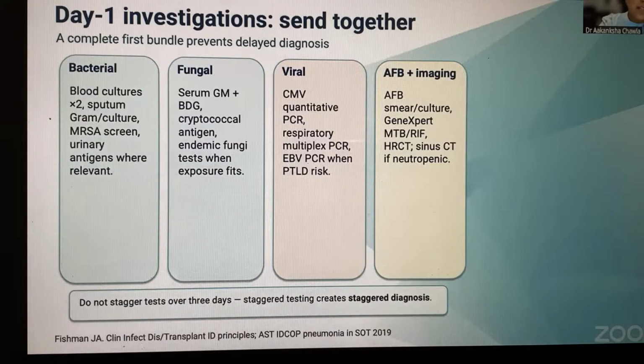Fungal, you send serum galactomannan as well as the beta-D-glucan level. Cryptococcal antigen, endemic fungi, and specific tests for fungi where the exposure fits. Then for viral, CMV quantitative PCR, even respiratory multiplex PCR can be sent, and EBV PCR when there's PTLD risk. For tuberculosis, we all understand we always send the AFB smear, culture and GeneXpert, and you need to do HRCT chest. Apart from that, if the patient is neutropenic, you may also need a sinus CT. So your tests should cover bacterial, fungal, viral, as well as tuberculosis. In our country, you cannot rule out tuberculosis.